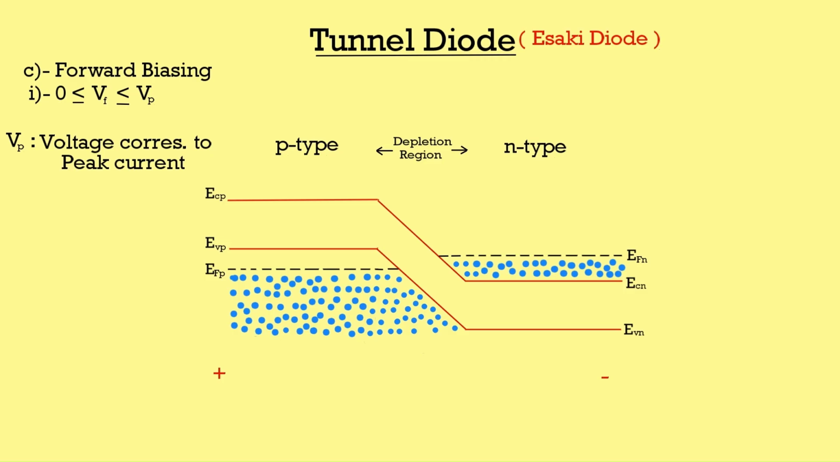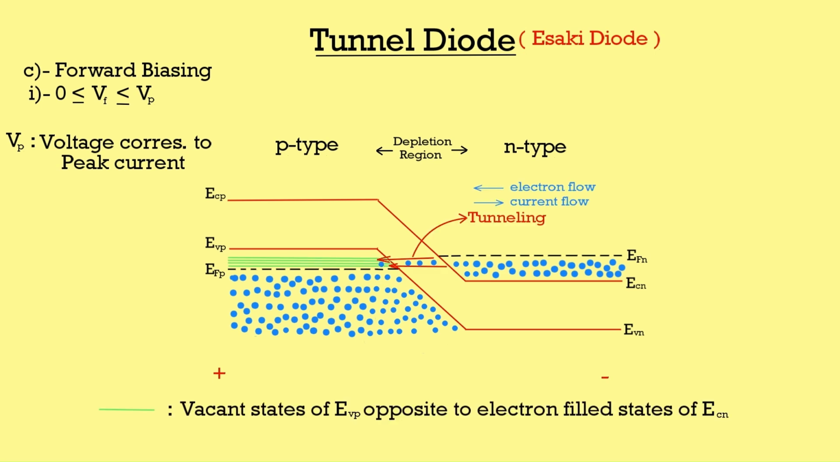In this case, you can see the energy levels in the n-type region have moved upward. It can be seen clearly that the vacant states are present in the valence band of the p-type region opposite to electron-filled states of the conduction band in the n-type region. Therefore, electrons will try to flow from the n-type to p-type region. Here also tunneling will take place, but opposite to the direction of the reverse biased case. The net current will be from p-type to n-type.